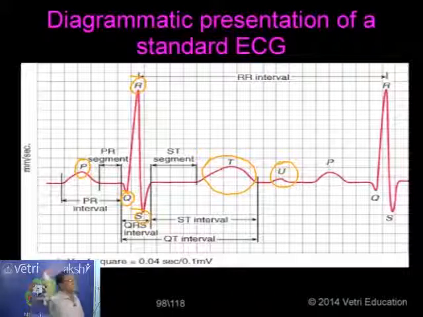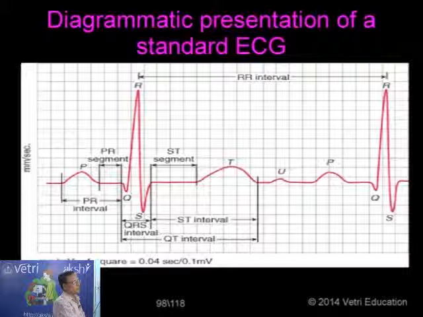Now this is the PR interval. See that one, the PR interval between P and R. And this is the PR segment, starting from P up to the Q complex, just between P and R. The PR interval is from the beginning of the P wave up to the R wave. This is what is called the PR interval.